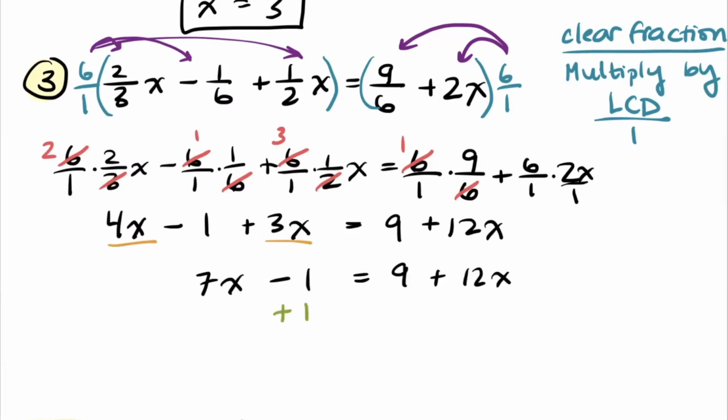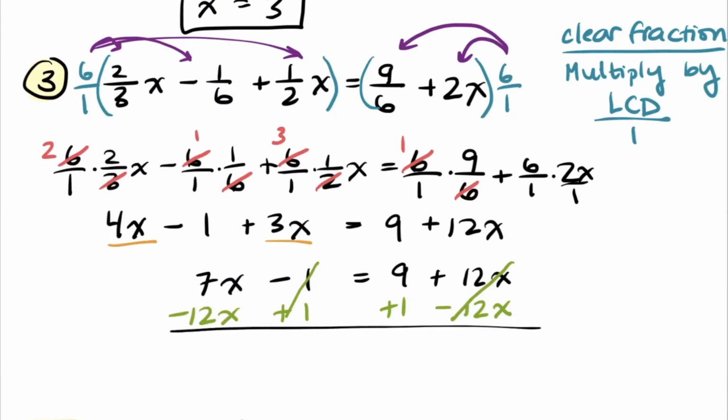So I'm going to bring the 1 over to the other side. And if it's okay with you while I'm at it, let's do minus 12x on the right and just combine those together on the left side. Right, so on the right, I'll end up with 9 plus 1, which is 10. And then on the left, I've got these canceled out, so I have 7x minus 12x. And 7 minus 12 is negative 5, so I've got negative 5x.